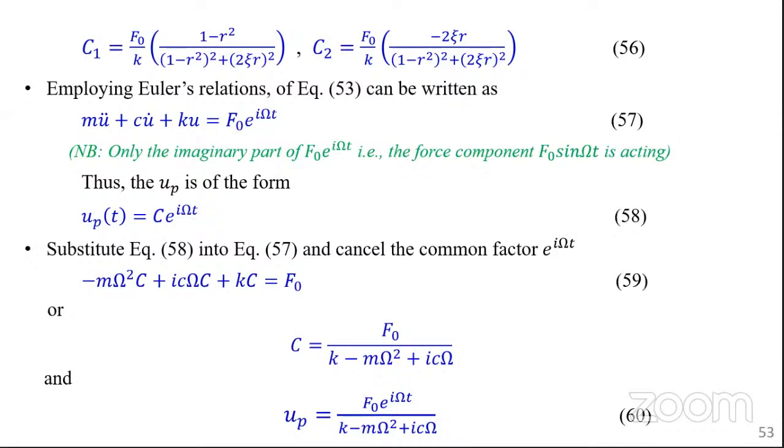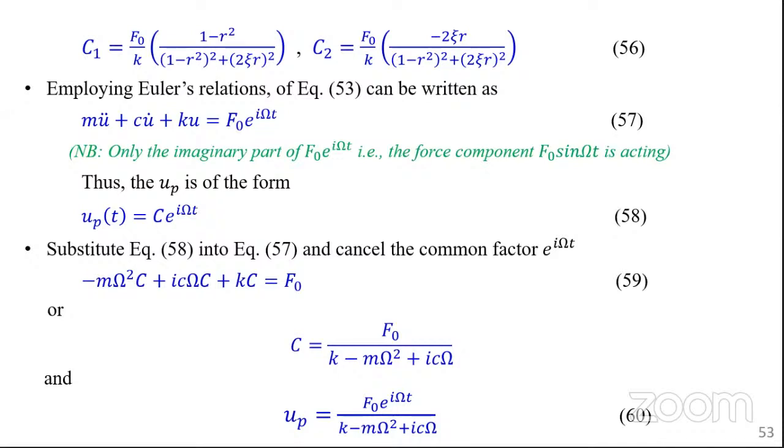So by employing the Euler's relation, our equation 53 can be written as shown in equation 57. Of course, you can see the forcing function. Now we have expressed it in terms of the imaginary number. Note that only the imaginary part, the forcing component, F naught sine omega t, is acting. Thus, the forcing function UP is of the form C e raised to power i omega t. Okay, a lot to digest there.